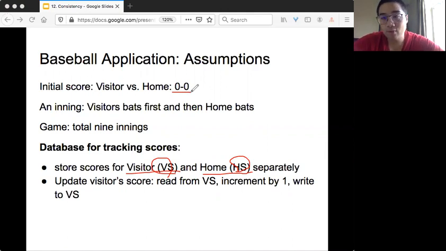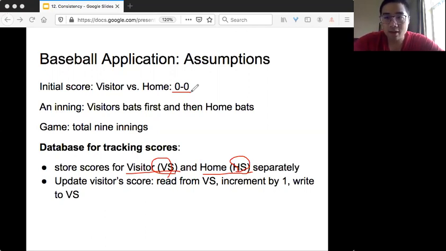And then baseball proceeds in rounds which we call innings. In an inning, the visitor bats first and then home bats, so it has an upper inning and then a bottom inning. And the game has a total of 9 innings. And in our application, you only need to know these notions.